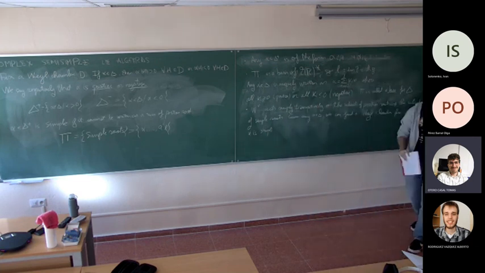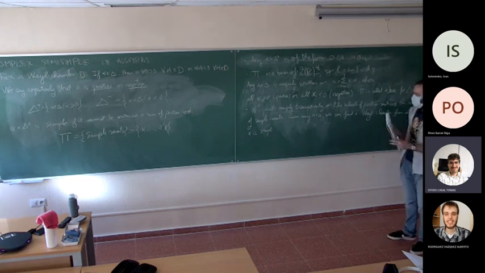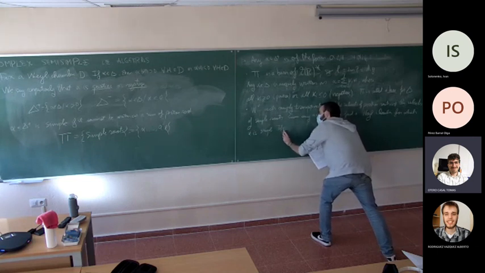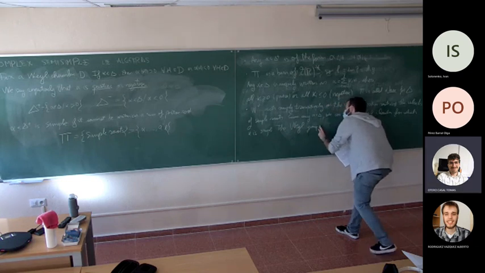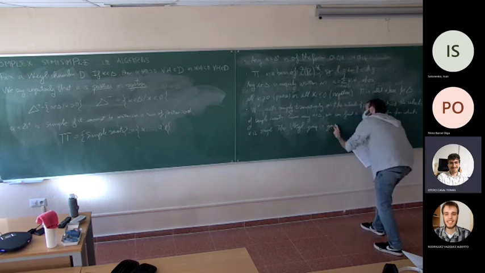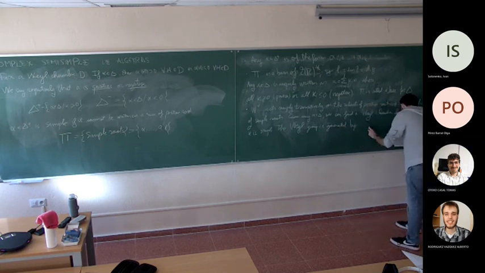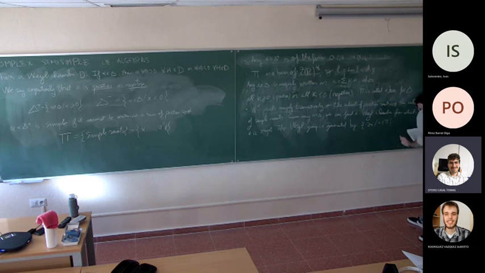And finally, remember that the Weyl group was generated by all reflections over the kernels of all roots, but in reality we can take only the simple roots in the set of generators. The Weyl group is generated by all the reflections on the hyperplanes associated to simple roots.